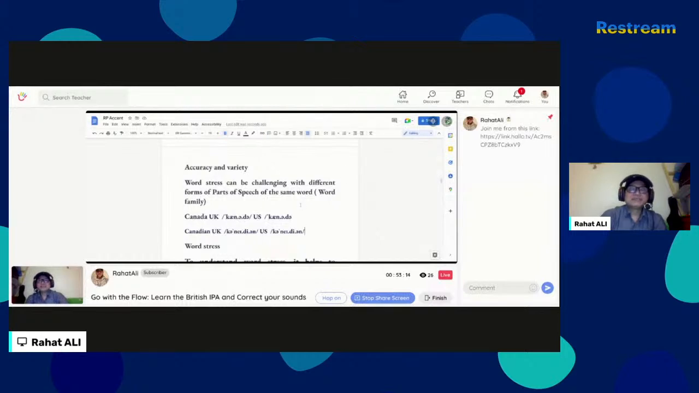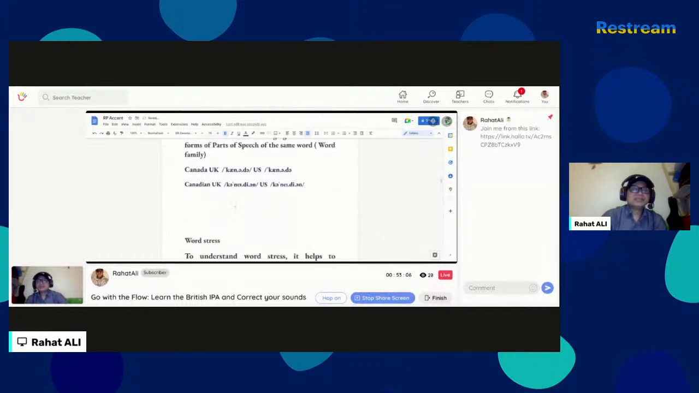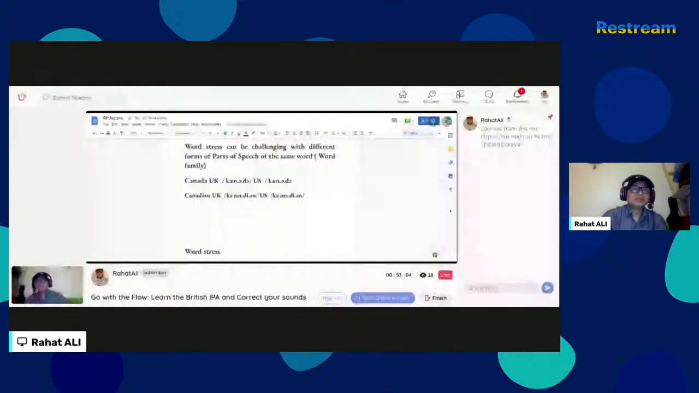So word stress can be challenging with different forms of the same word. So this is one of the examples. Please bear in mind that when we know the different kinds of words or word family, then obviously we must change the stressed part. And that is the unique importance of learning pronunciation, which is why very often you will notice that your sounds do not seem to be authentic. Your sounds do not seem to be accurate because the stress is on the wrong vowel sound.